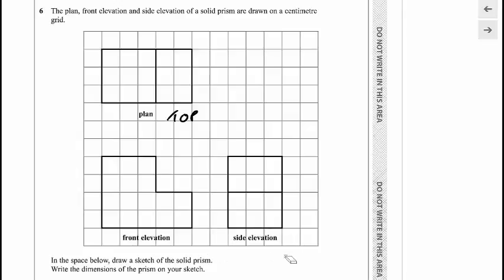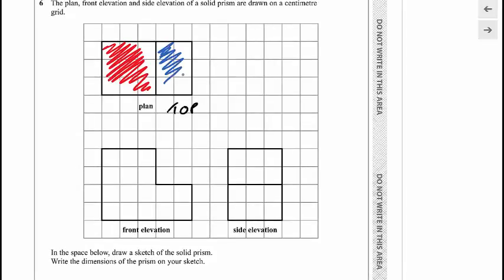Okay. So first things first, I'm going to color code things just so we can keep track of what we're doing. So I'm going to color code this rectangle, this rectangle, this rectangle, this rectangle, and this rectangle. And that just helps us keep track of what we're doing.